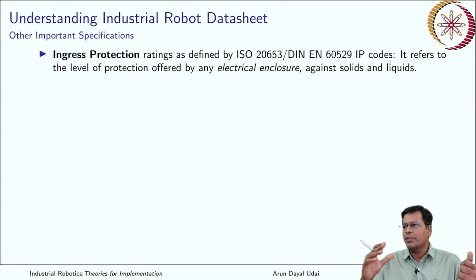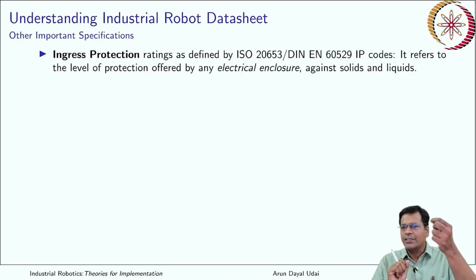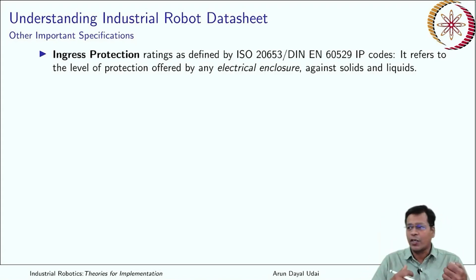So IP basically defines the type of electrical enclosure. Okay, it refers to the level of protection which is offered by any enclosure. If it is a motor, that enclosure is of this IP class, ingress protection class, and that is defined by a standard which is known as ISO 20653 or DIN standard. The English one is 60529. These are IP codes. Okay, this refers to two specific digits. First digit is for solids, different shapes and sizes of solids, and second digit is for liquids.